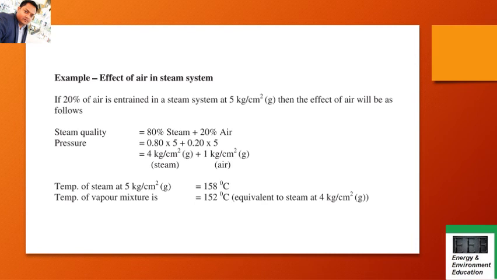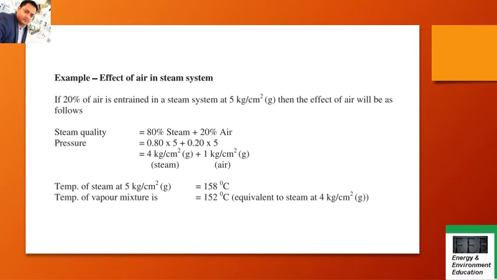This means the entire 5 kg per centimeter square of pressure is now broken into two parts, not equal halves. It is 4 kg per centimeter square plus 1 kg per centimeter square. This means the effective pressure will reduce. So if there is a mixture of air inside the steam system, the pressure ultimately gets reduced. You are producing at 5 kg per centimeter square, but ultimately you are getting only 4 kg per centimeter square of pressure, not the 5 kg as a whole. 1 kg will be wasted.